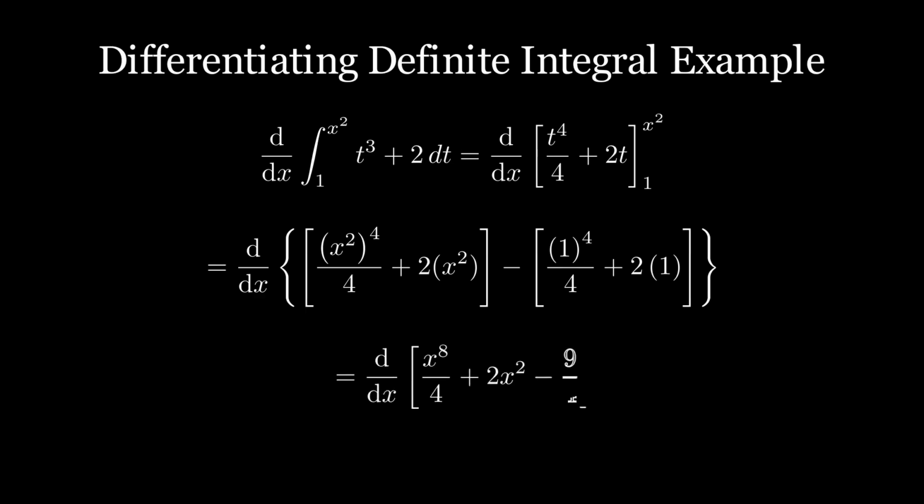When we simplify this, we get the derivative of x to the eighth power over 4 plus 2x squared minus 9 over 4. Differentiating this will give us 2x to the seventh power plus 4x, which will be our final answer.